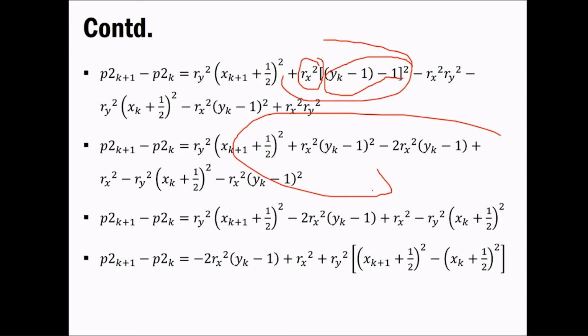Simple यही है, expansion है इसका. That is yk minus 1 whole square minus 2 yk minus 1 plus you'll be getting 1. Okay, but now what we have done is we have multiplied this rx square with all of these terms that we are having with it. So that is what you'll be getting.